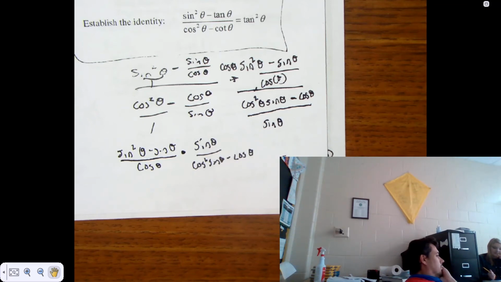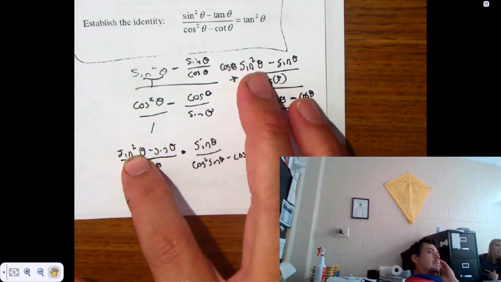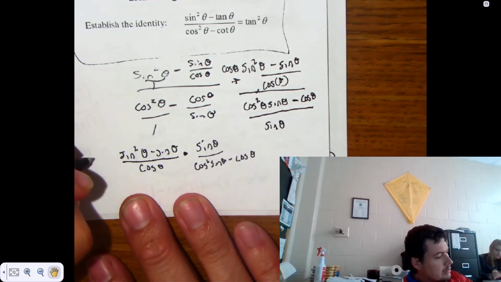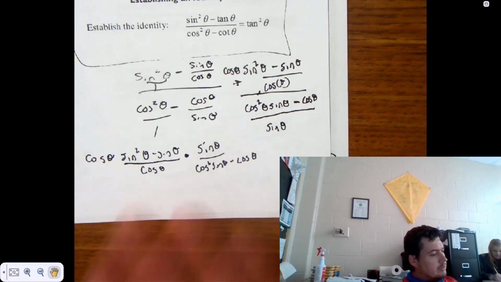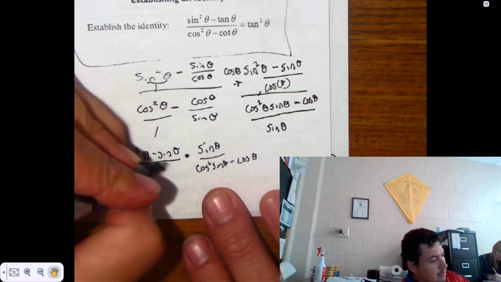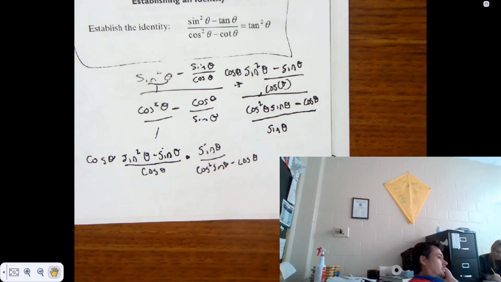Waiting on y'all. This is that. Missing a piece, isn't it? Forgot about the cosine of theta. It's cosine theta, sine squared theta minus sine theta over cosine theta. Where are you getting sine cubed? Oh, you want to do the distributive property.